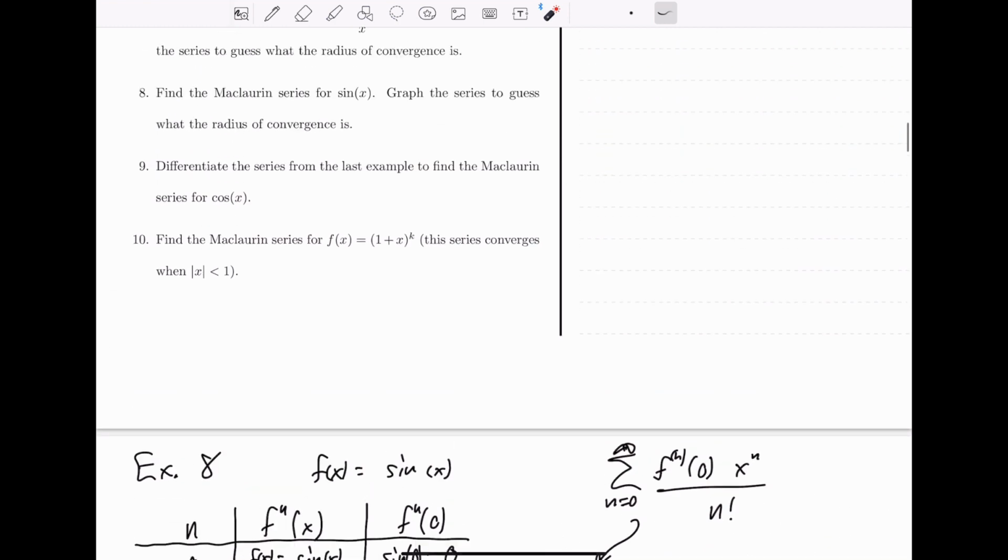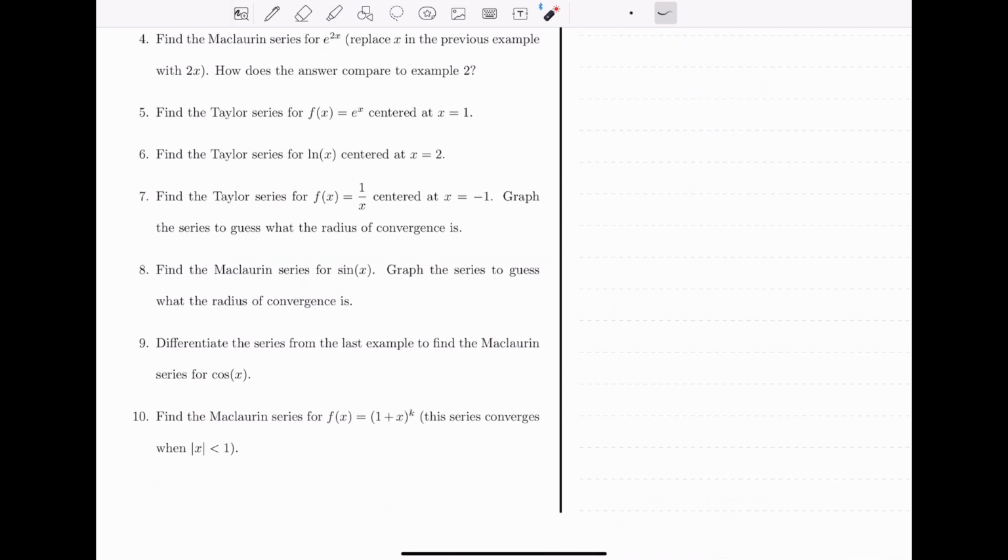Finally, let's solve example 10. For example 10, we want to find the Maclaurin series for the function f of x equals (1 plus x) to the k. Here, k can be any real number. Let's see what we get. Our function is f of x equals (1 plus x) raised to the k. And we are finding the Maclaurin series, or the Taylor series centered at 0.